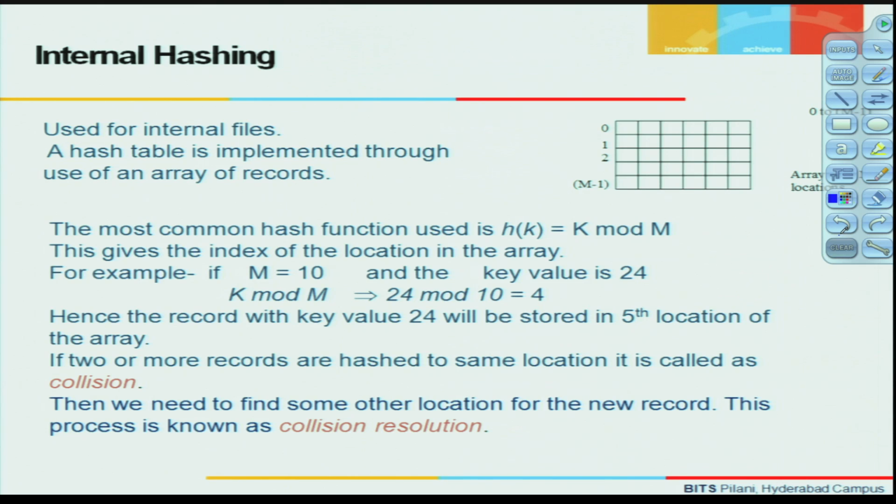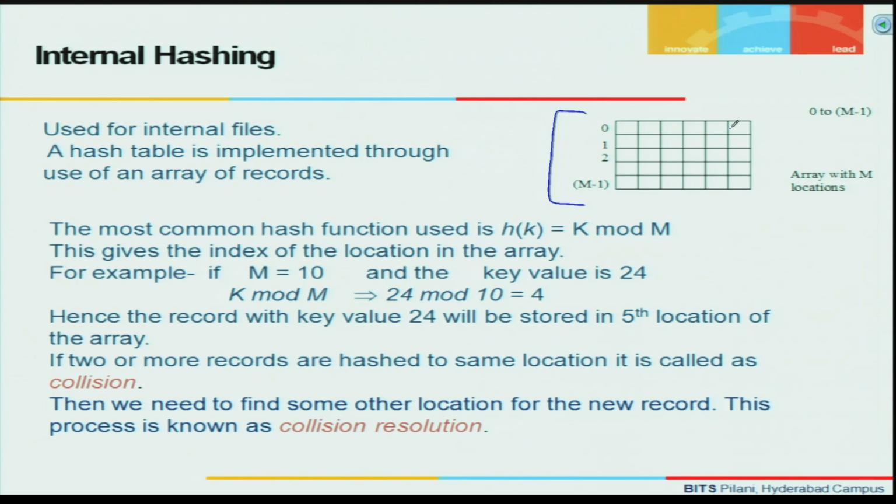A hash table is implemented through the use of an array of records. If you see here, this can be seen as an array of records. The most common hash function that is used is h(k) = k mod m. K is the key value, and m is the number of locations in the array.